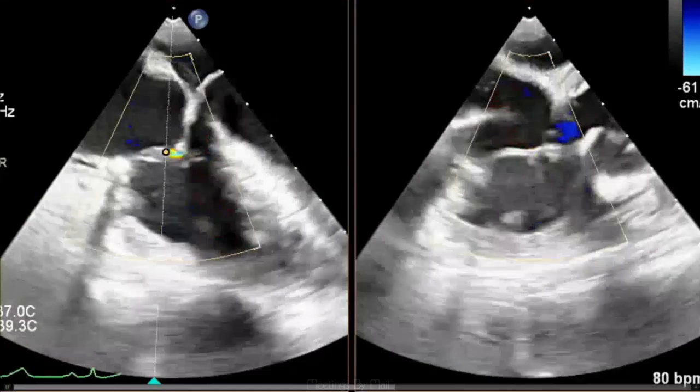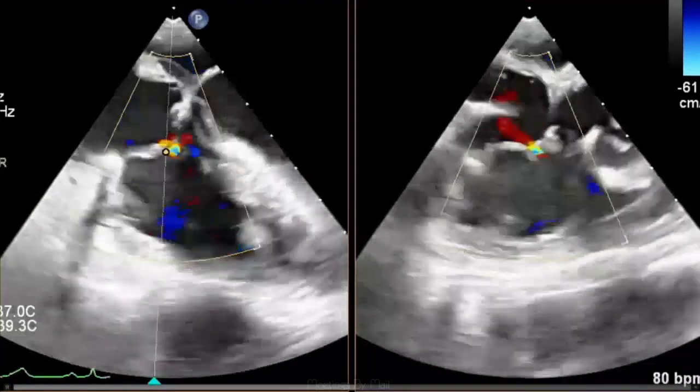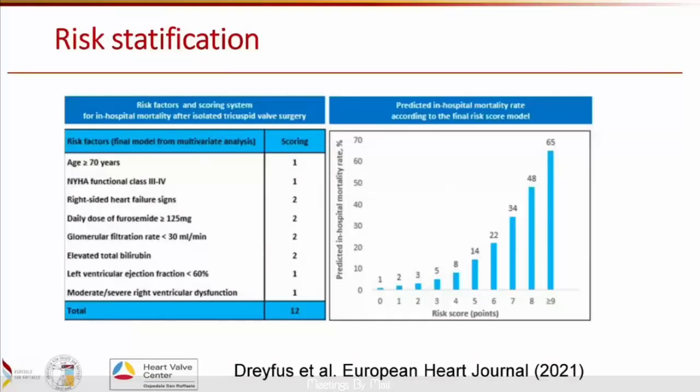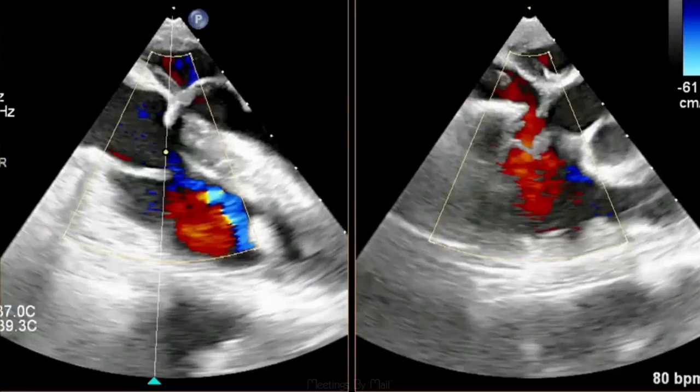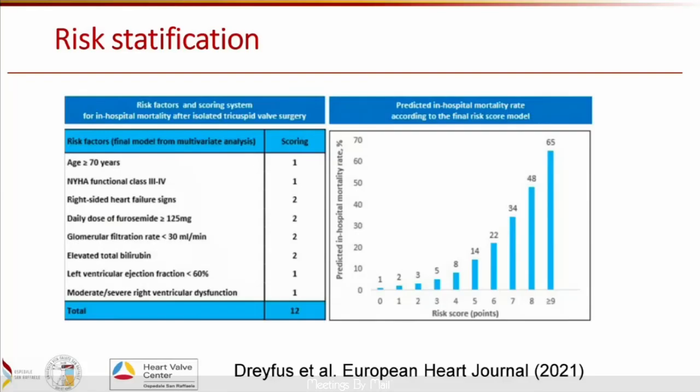This is what you get at the end of the procedure, very minimal residual TR, and this is what you want to achieve, okay?